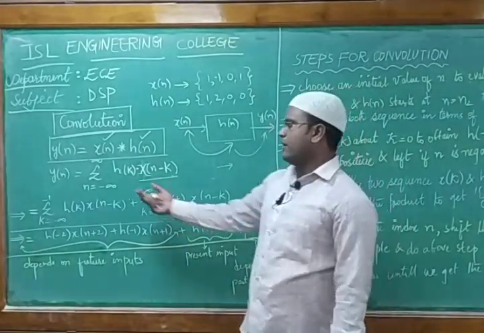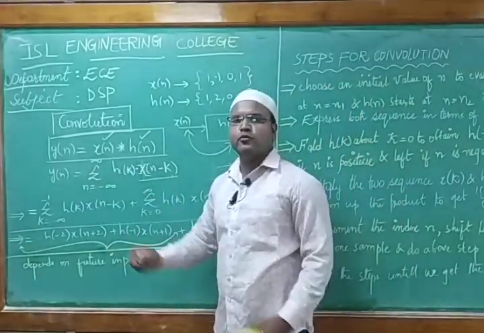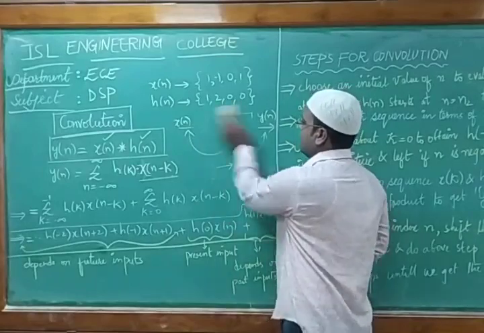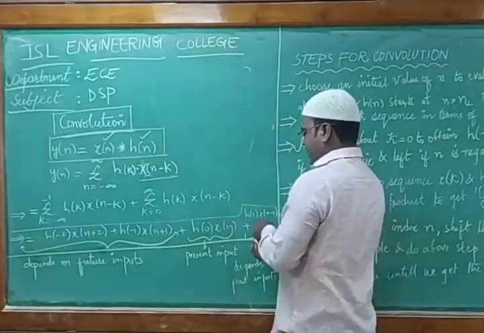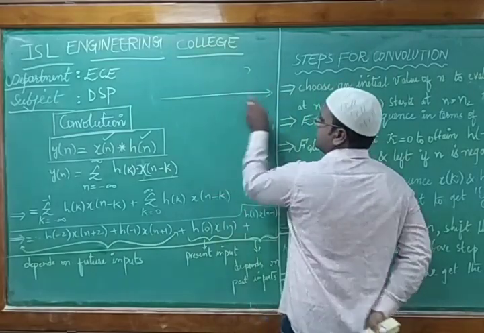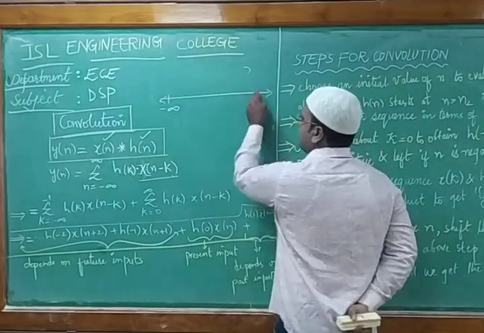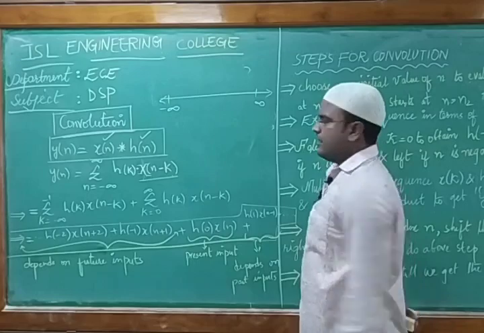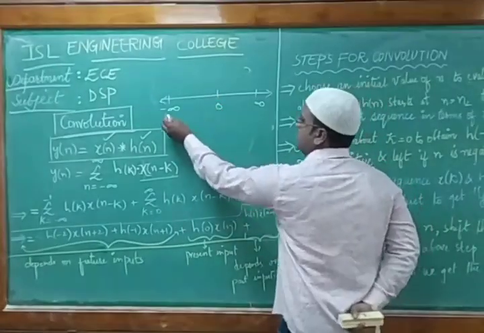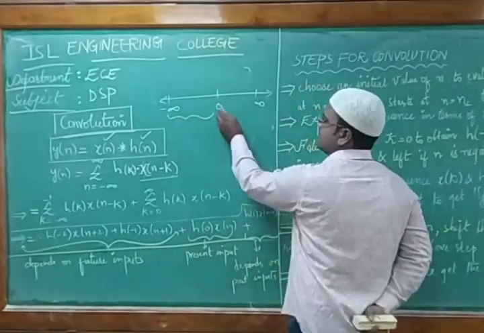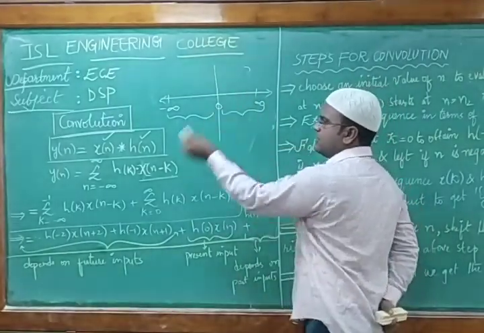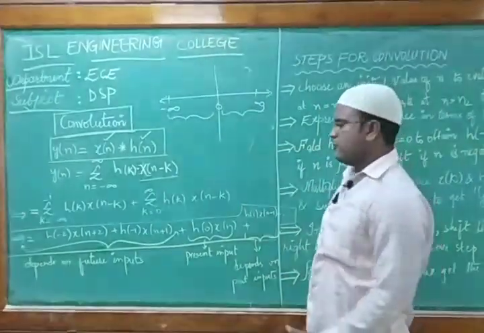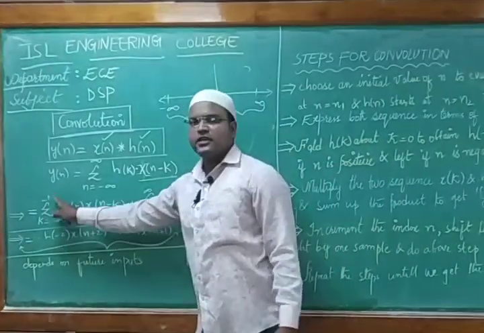After that, I want to segregate this into two parts. I have a signal like this, starting from minus infinity to plus infinity. In that I have the origin 0. This is the negative region, this is your positive region. I am splitting whatever the range is into two parts, one starting from minus infinity to minus 1.